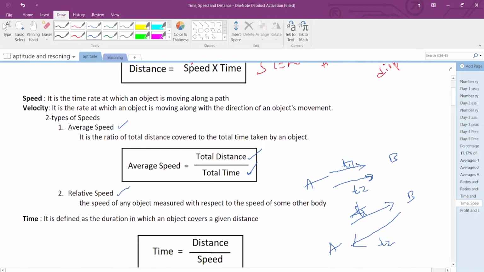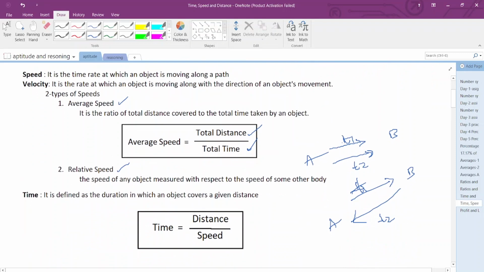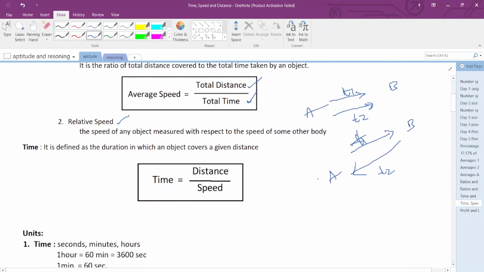Speed is equal to total distance by time, right? We know the distance formula and the average speed formula also. Now the time. So what is time? Time is nothing but, if some object is moving from A to B, let's suppose an object started at A and has to reach B, the duration which is taken by the object, that we call time.